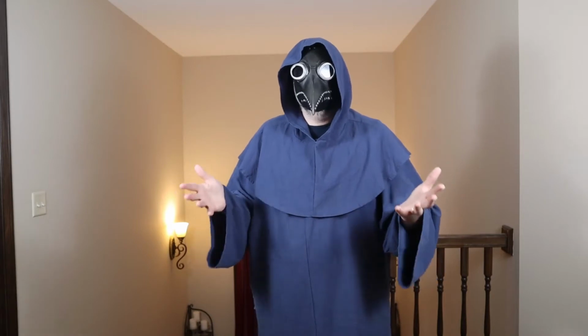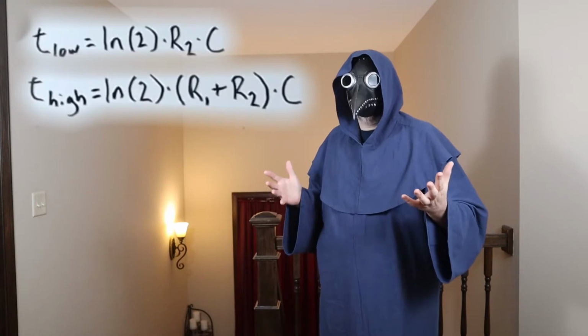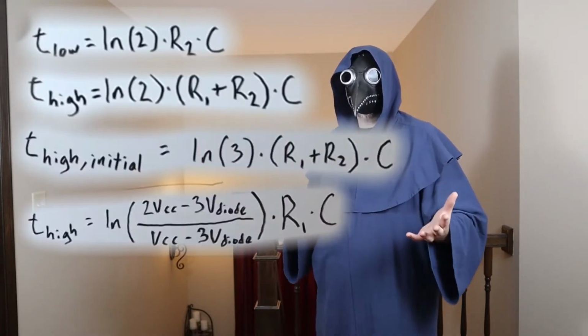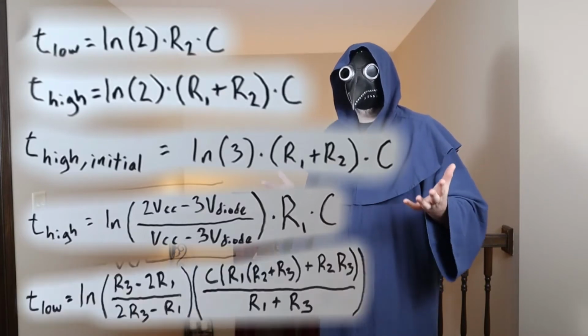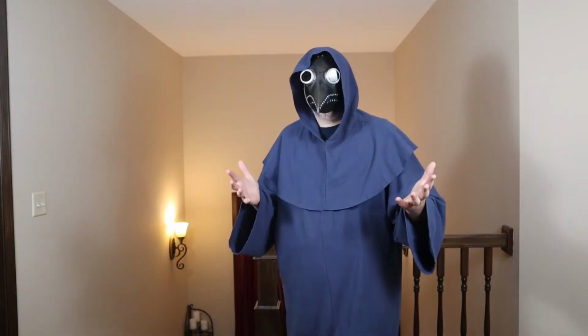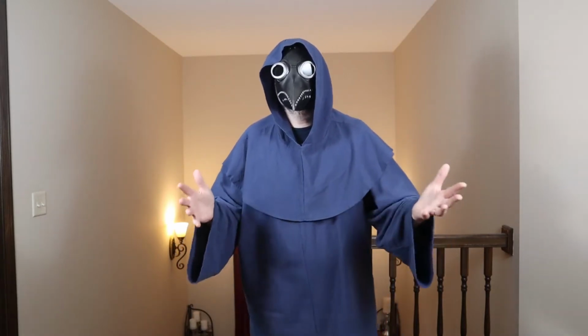There are 5 formulas from my Fun with a 555 timer video that I would like to derive, and they are the time low formula, the time high formula, the initial time high formula, the time high formula for the diode circuit, and the new time low formula with R3 added into the discharge line. In this video, I will be covering the first 4 of those formulas, and I'll leave the last one to another video since that one will involve a Laplace transform. So, get your math hats on, and I will see you at the whiteboard.